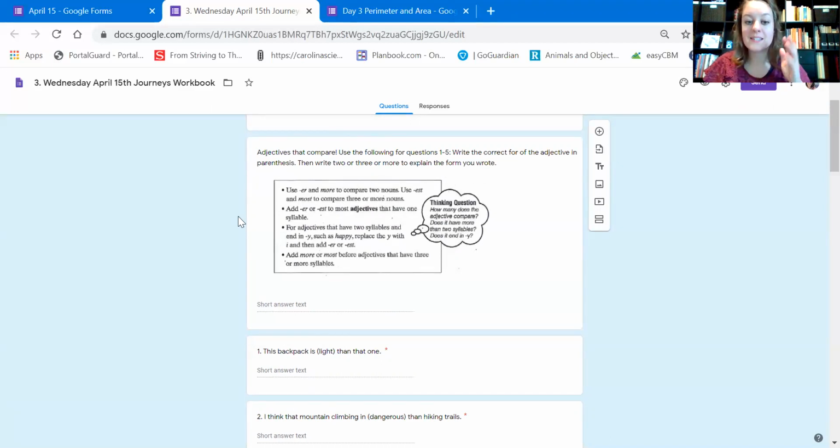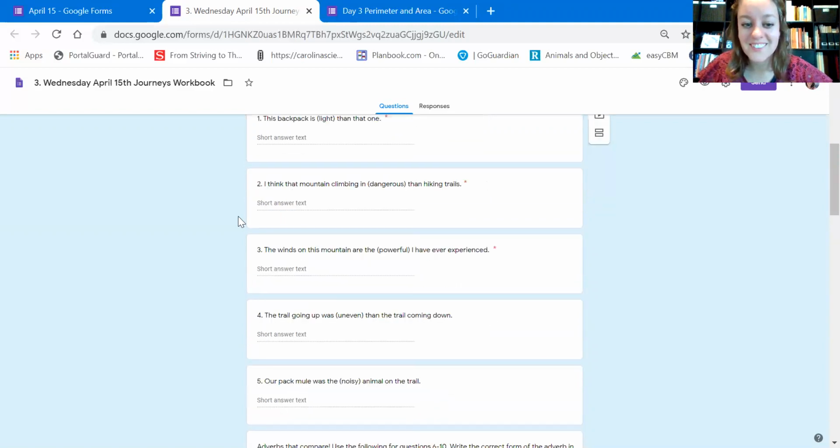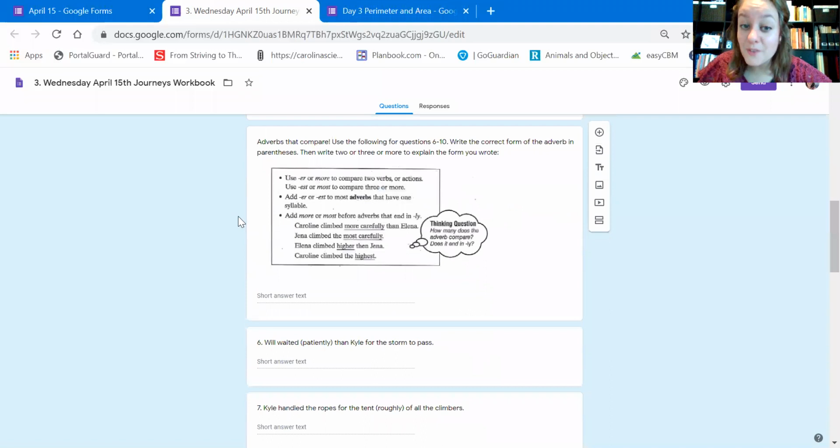This backpack is lighter than that one. Or this backpack is more light than that one. Does that make sense? So you can use the box to help you and say it out loud before you type it to help you see what sounds right. You'll know. Okay, now adverbs that compare.